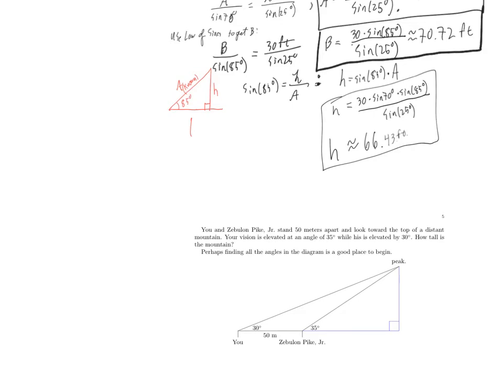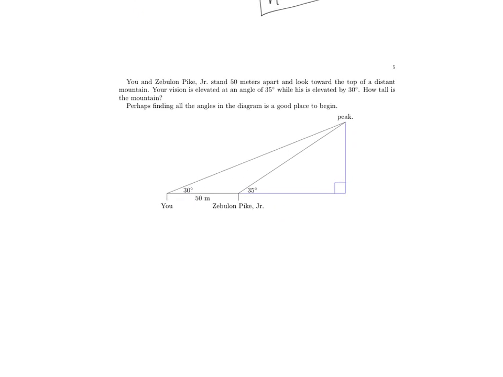There's one last example that I want to do. Here it is. You and Zebulon Pike Jr. stand 50 feet apart, hence the 50 meters. There's you. There's Zebulon Pike Jr. You are looking towards a mountain. You are both armed with an ebony level, so you can measure the angle of elevation of a line of vision above horizontal.